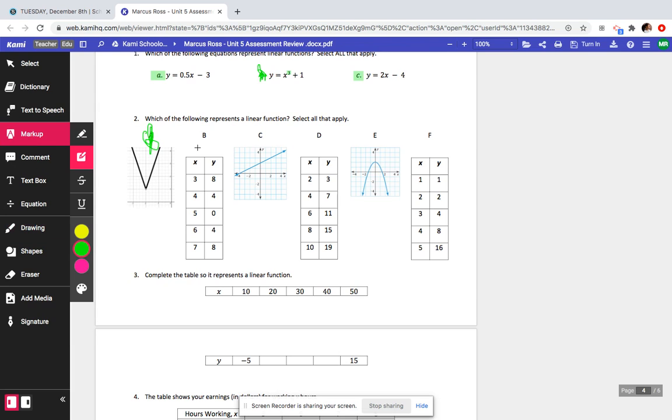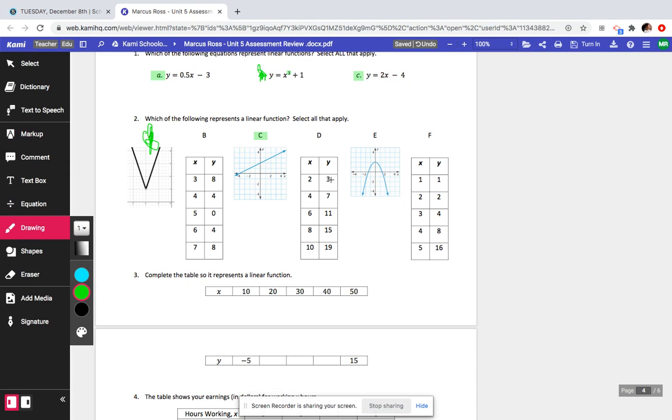Okay. B, or let's look at all of our graphs now. We're looking at straight lines. C is a straight line, so C is a linear function. E is not a straight line, so E is not a linear function. It has to be a straight line. So C is the only graph that is a linear function. So let's go ahead and look at tables now.